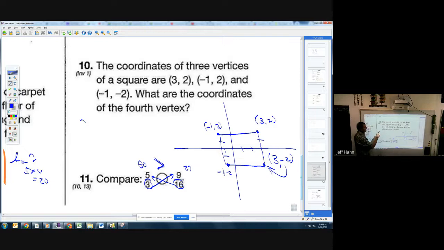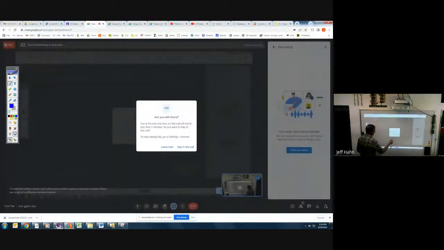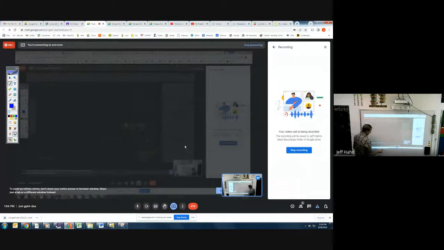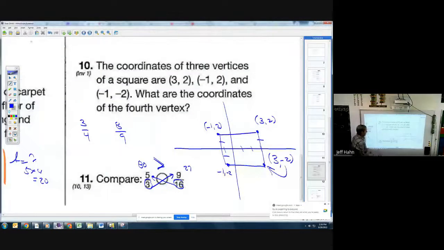Let's say you had 3/4 compared to, I don't know, 8/9. If you're comparing 3/4 to 8/9, bottom to top. 4 times 8 is 32. Bottom to top, 9 times 3 is 27. 32 is bigger. Now you want to know why that works, don't you?